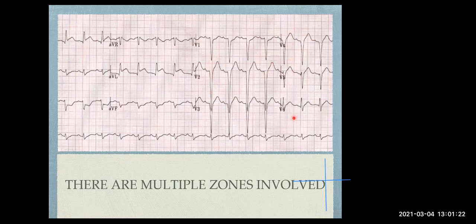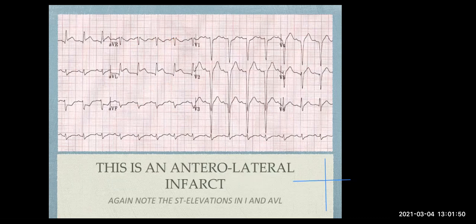We come to V5 and V6. Again, we just see these slight elevations, although not so much in V6. But remember, we've still got to look at 1 and AVL. In 1 and AVL, we see quite big ST elevations. So it's starting to affect the lateral, high lateral side. That has to do with blood supply and branching, which don't worry about too much right now. So again, we've got one that's involving quite a big part of the left ventricle. On AVR, we don't see too much. Okay, so if you got that right, well done. You did quite well. So, anterolateral infarct.